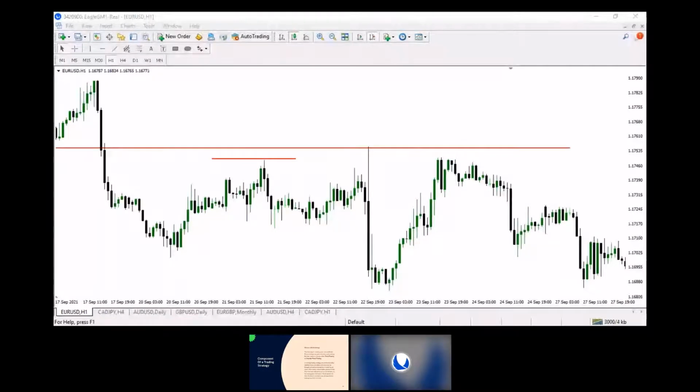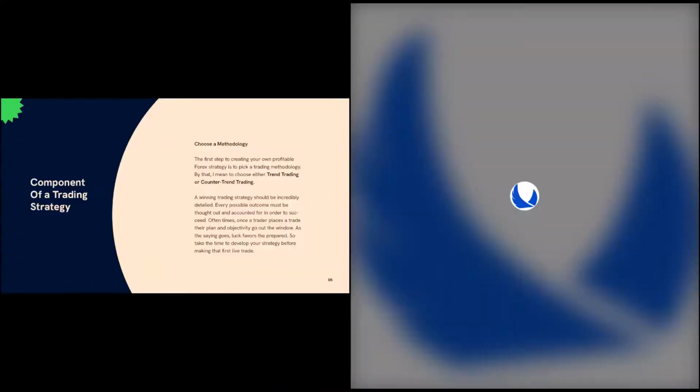Now the same thing happened on AUD USD. Let me share that screen. So the same thing happened on AUD USD, and I just immediately blindly took it.